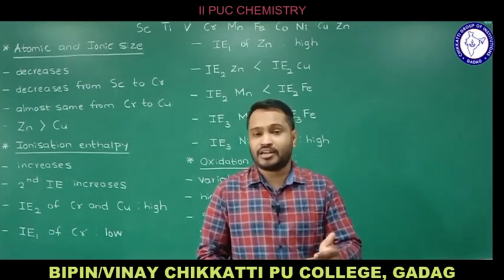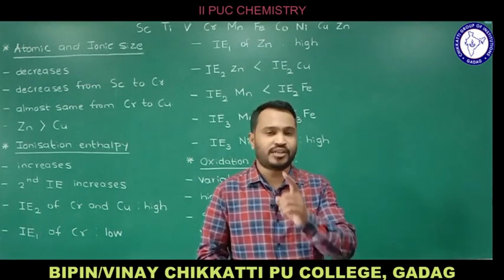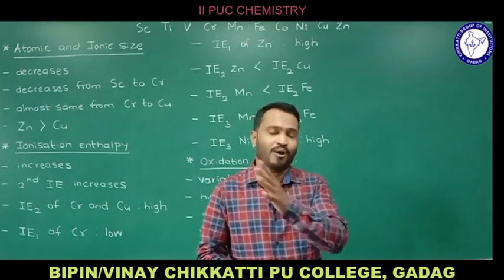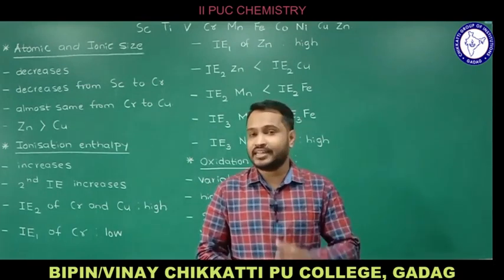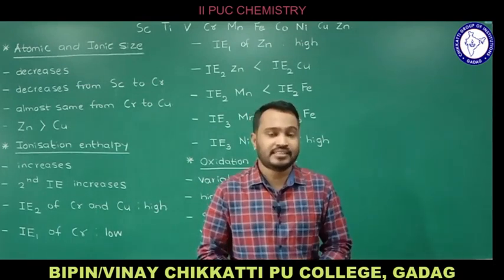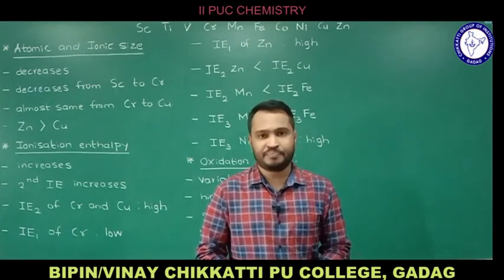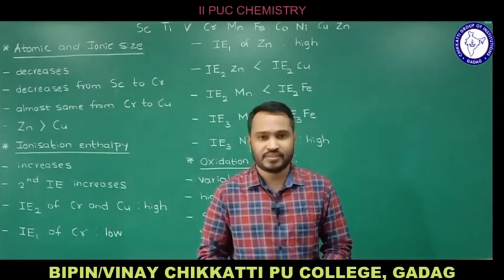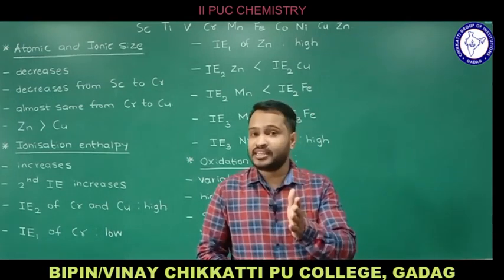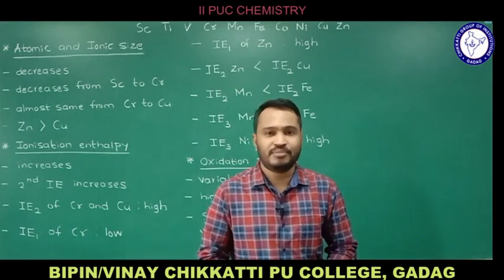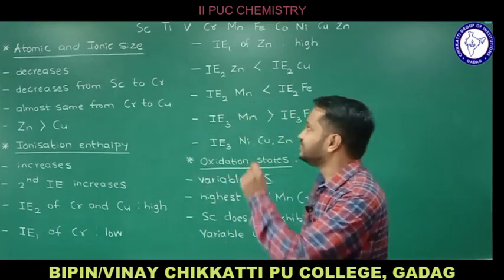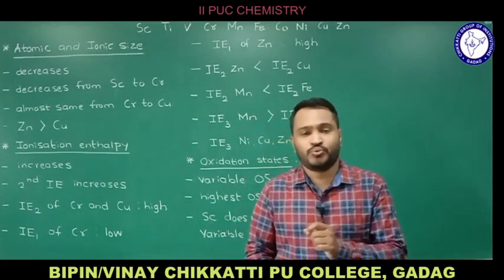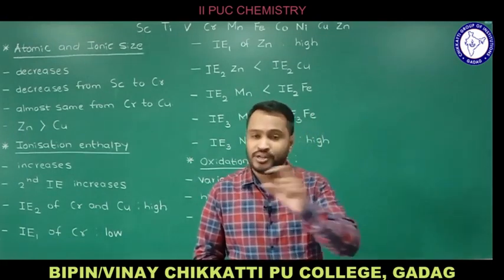Down the group, atomic size increases because the number of shells increases, isn't it? Whereas along the period atomic size decreases. The reason behind that is the number of shells remains the same, but the effective nuclear charge is going to increase. So now we'll see about 3D series elements only, the elements from scandium to zinc.